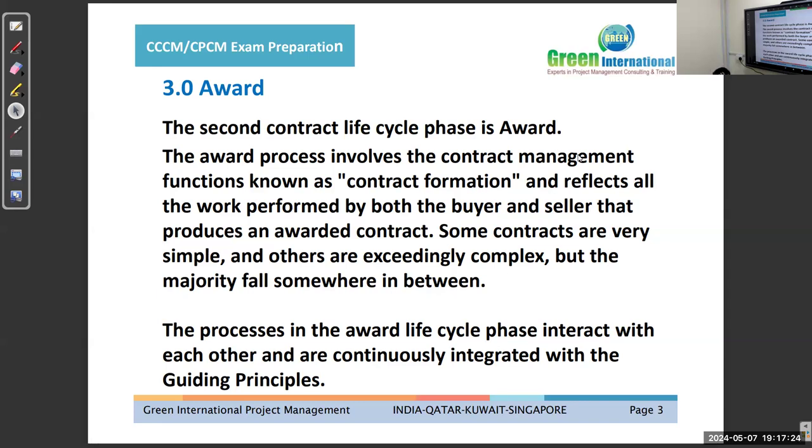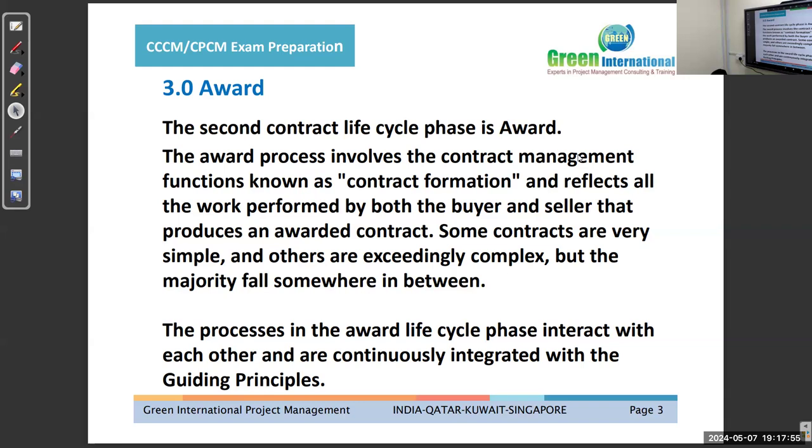Award 3.0, the second contract life cycle phase, is award. As every one of us knows, there is a contract which is going to be awarded. There are some prerequisites. All of us are going to check some technical requirements, some commercial requirements, and some prerequisites by which we have to select the vendor, the contractor, or the factories with which we are going to proceed.